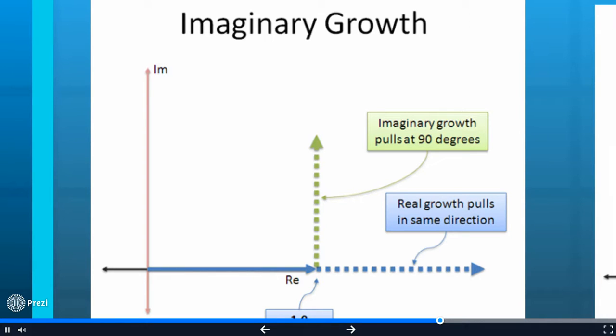A good description is it's like a jet engine that was strapped on sideways, and instead of going forward, we start pushing at 90 degrees. The clever thing about this perpendicular push is that it doesn't speed you up or slow you down. Instead, it rotates you. So you can take any number and multiply it by i, and it will not change its magnitude, only the direction it's travelling in.